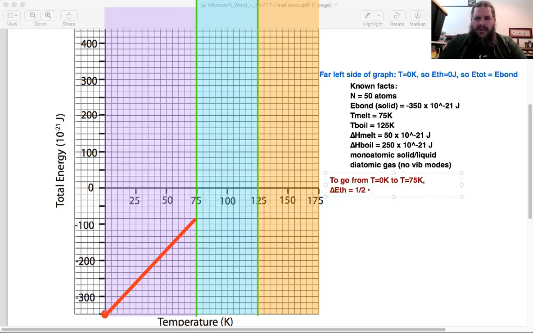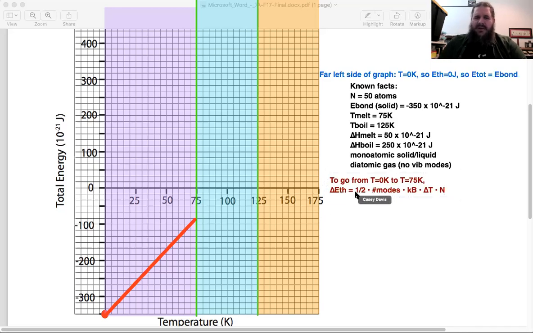1/2 times number of modes times n C delta T would be useful if we knew what type of substance this was, so we could find C, and also if we knew how many moles. In this case, 50 atoms is much, much less than 1 mole, so I'm not sure that would be very useful. But we do know that the change in thermal energy is 1/2 times number of modes times Boltzmann's constant times delta temperature times the number of particles.